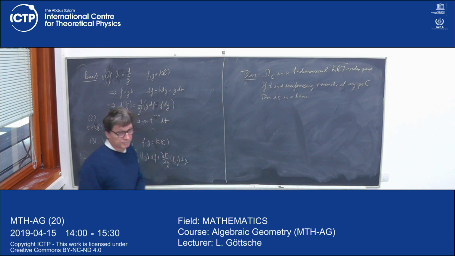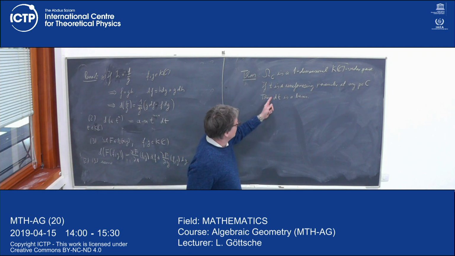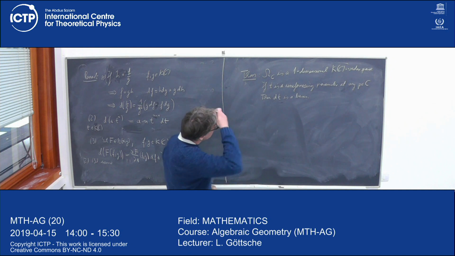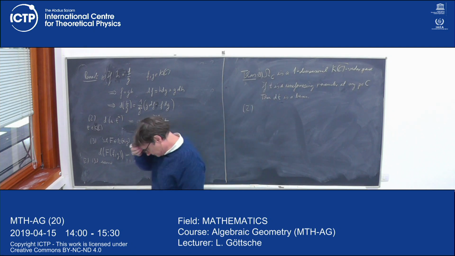Okay, as a vector space. So every element can be written in a unique way as a rational function times dt. So this is the first statement. The second statement is some regularity.